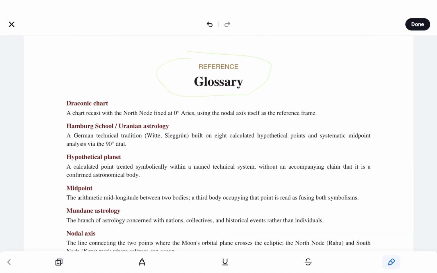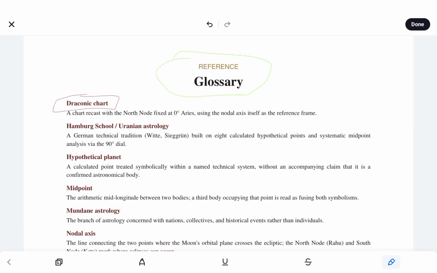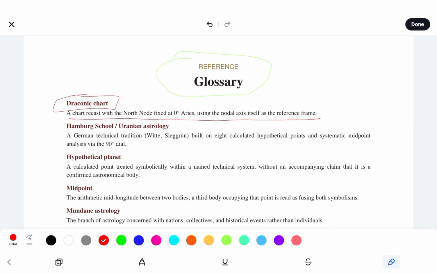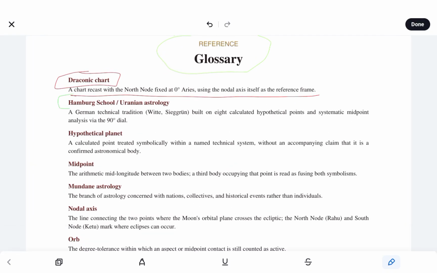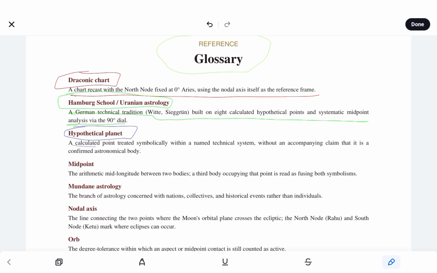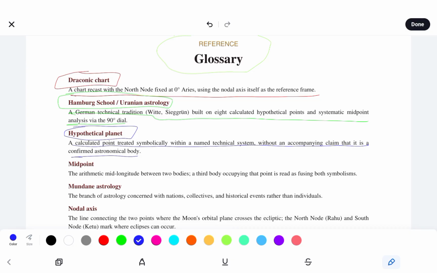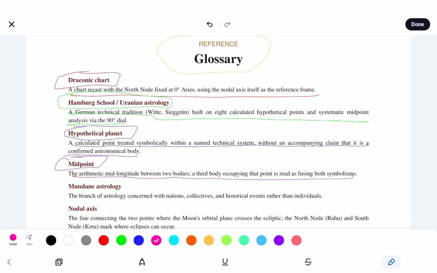Here is a reference glossary. Pretty much a lot of what we went over. Draconic chart: chart recast with Rahu fixed at 0 degrees Aries, using the nodal axis itself as a reference frame. Hamburg School: German technical tradition, built on 8 calculated hypothetical points and systematic midpoint analysis via the 90-degree dial. Hypothetical planet: calculated point treated symbolically within a named technical system, without an accompanying claim that it is a confirmed astronomical body. Midpoint: the arithmetic mid-longitude between two bodies. A third body occupying that point is read as fusing both symbolisms.